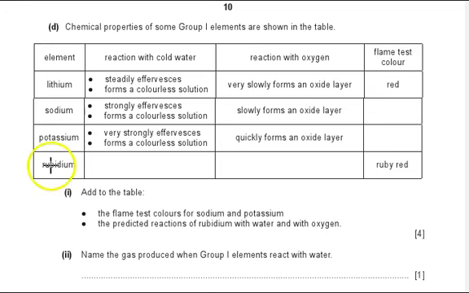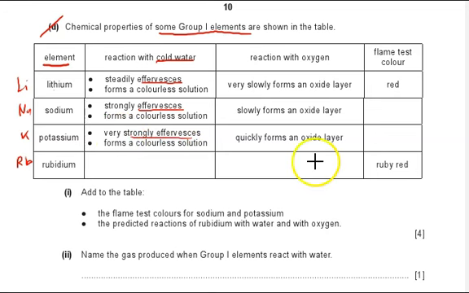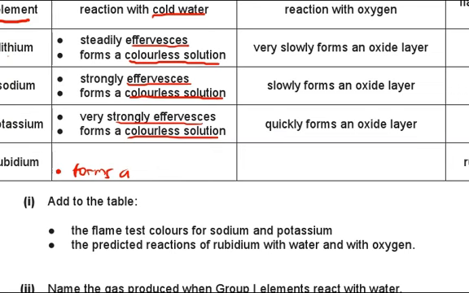For D, the chemical properties of some group 1 elements are shown in the table. We have the elements lithium, sodium, potassium, and rubidium. For reaction with cold water, you can see it steadily effervesces, strongly effervesces, and very strongly effervesces. And here, it forms a colourless solution. So here we can also write down, let me write it bigger, a colourless solution.